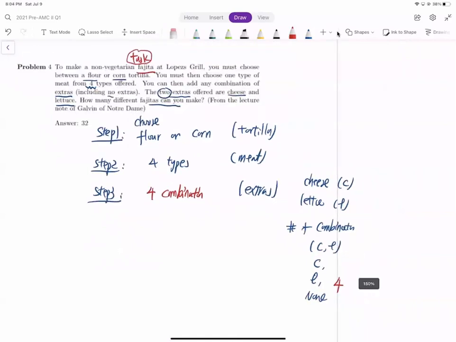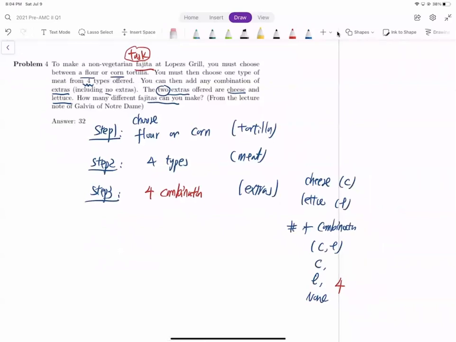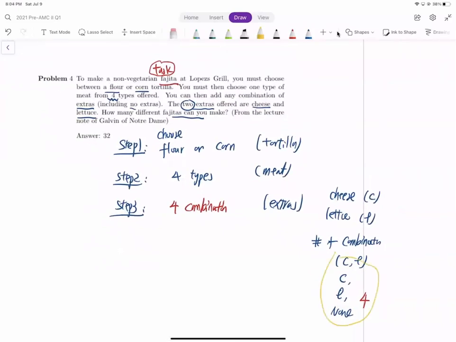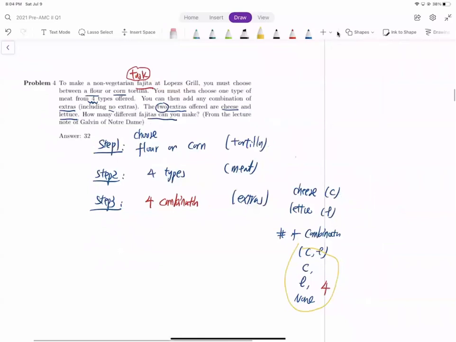Now, another way to get here, instead of listing all of them together, is to multiply the choices. Here I have cheese and lettuce, right? For cheese, either I choose yes or I choose no. I want it or don't want it. So I have 2 options. And lettuce also yes or no. I want it or don't want it.